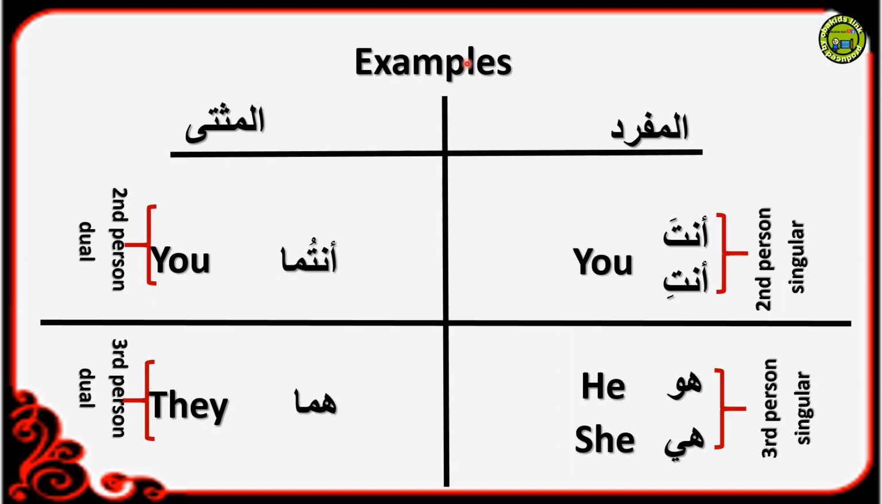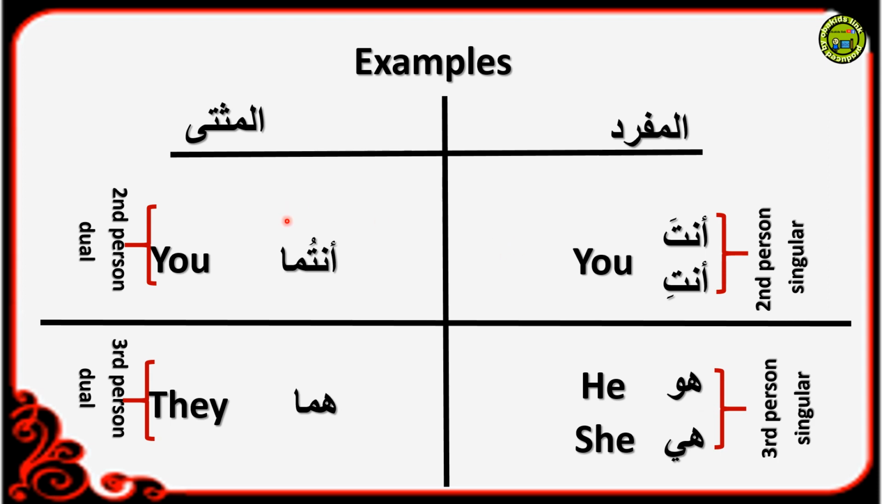Here are some examples. Al-mufrad, singular. Al-musanna, dual. Anta means you, and anti means you, and both of them are for second person singular. Huwa means he. Hiya means she. Both of them are for third person singular.